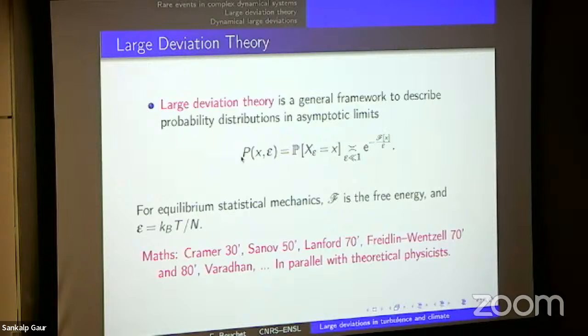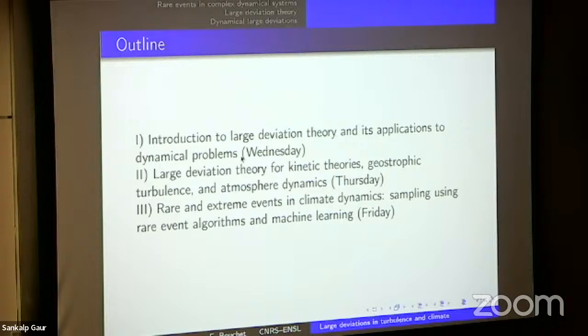and then the next two lectures to give you applications in turbulence and climate. So this is the plan. Today it's an introduction. I will also give you several motivations, and I will insist on applications to dynamical problems. So we will look at large deviations for dynamics, what is called path large deviations or dynamical large deviations. And then today we will discuss applications for kinetic theories.